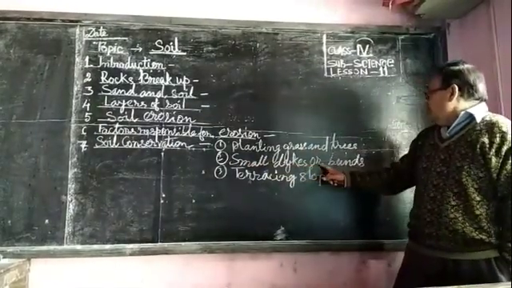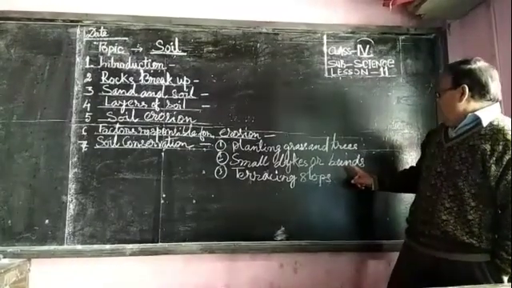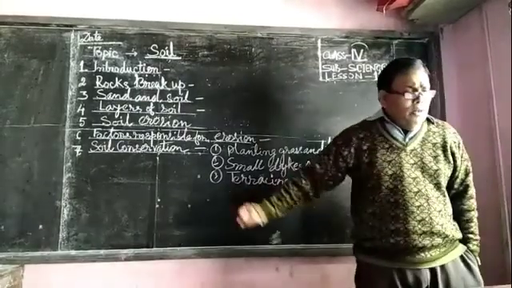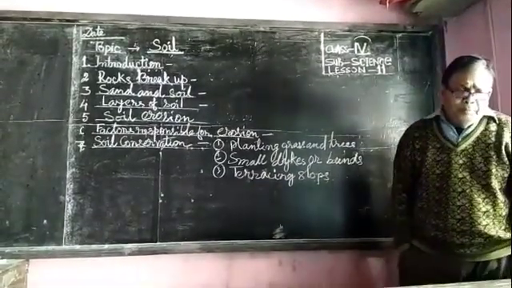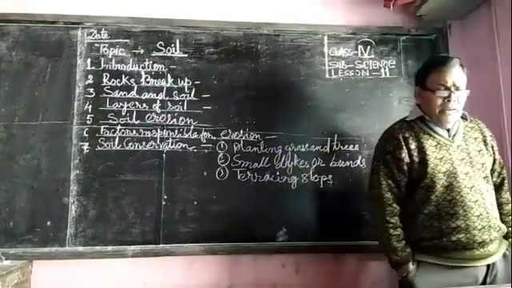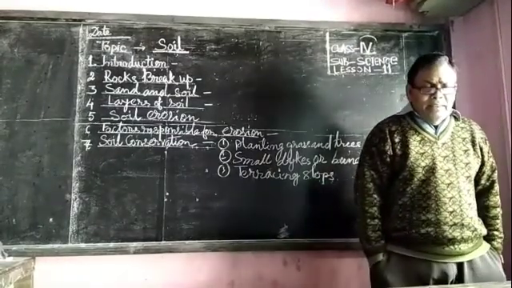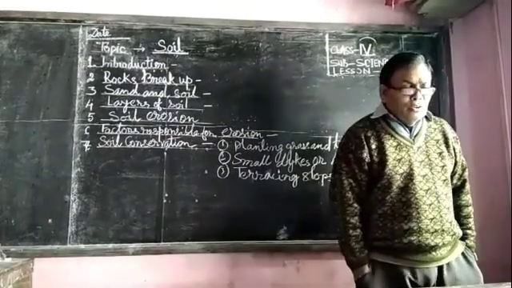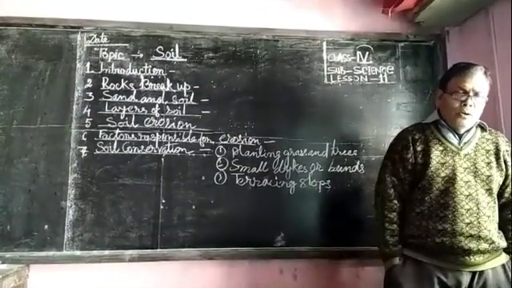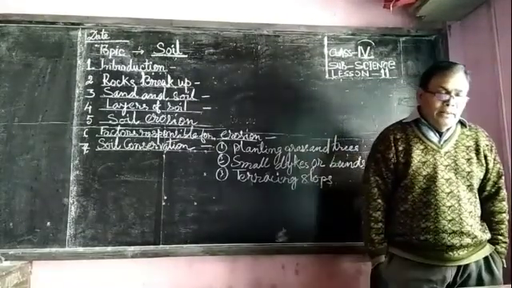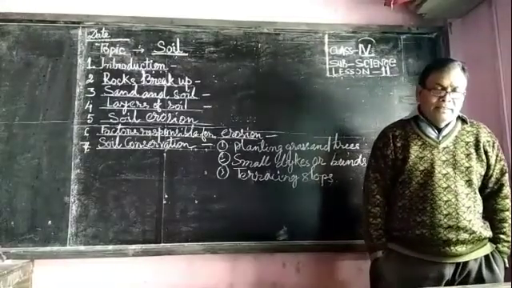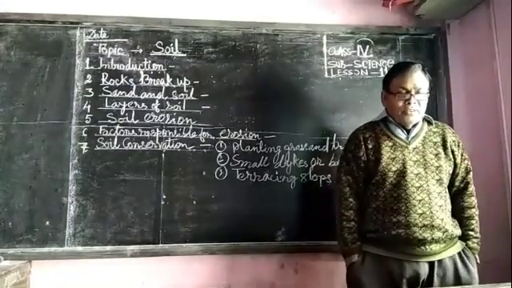second, small bunds, third, terracing slopes. Now, about planting grass and trees. First point, bare soil can be easily eroded by water and wind. So, it is wise to plant trees or grasses on the land around the fertile field. The roots of the grass and the trees hold the soil fast.